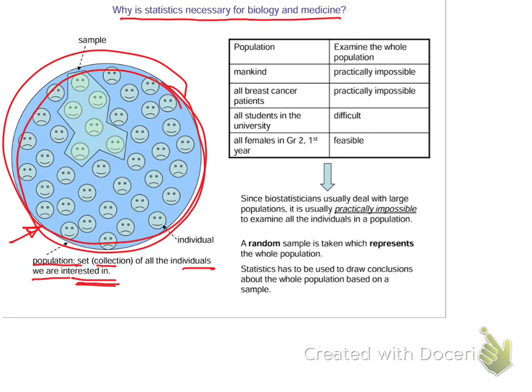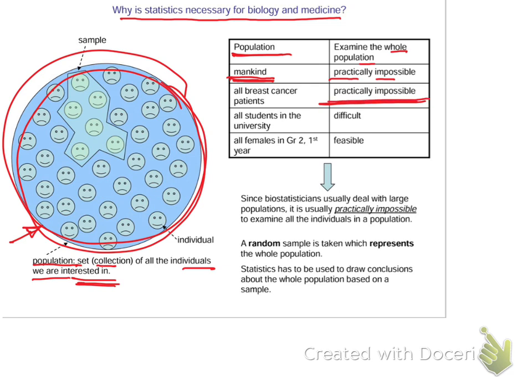Here is an example of the population we have in some cases, and whether we are able to examine the whole population or not. For example, mankind, all the people in the world. I cannot examine all the people in the world for any disease or for anything. It is practically impossible. All the breast cancer patients in the world, we have millions of people. I cannot have them as a sample, or examine all of them. So it is practically impossible to have everyone.